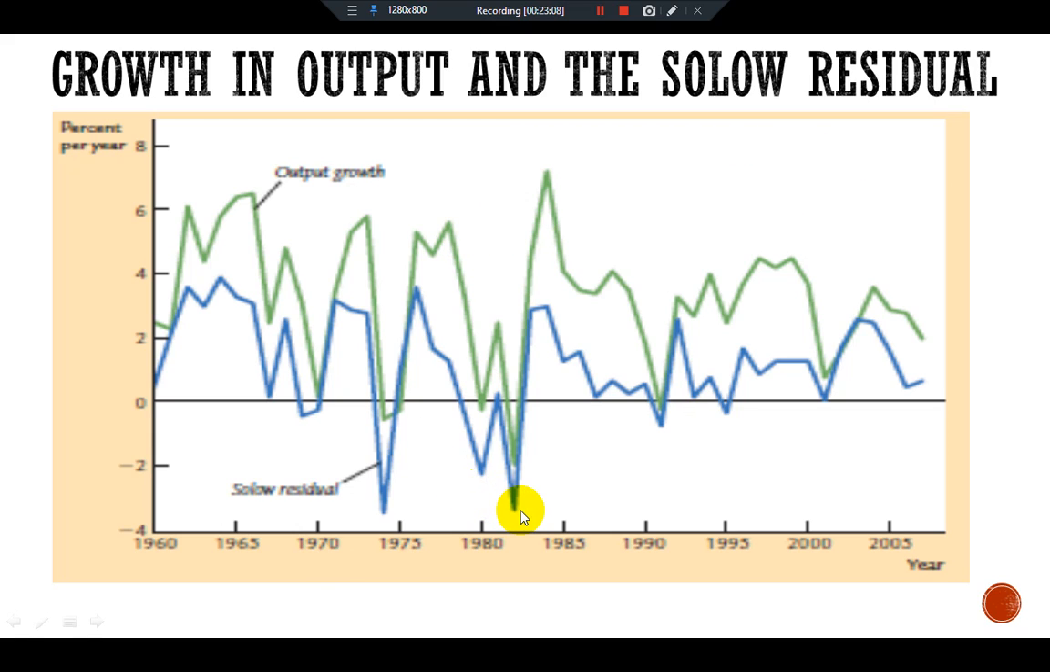So see here we have worsened technology in 1982 and improved technology in 1984. Notice that the Solow residual moves closely with output in most years. When output falls, technology tends to worsen. In Prescott's view, this fact implies that recessions are driven by adverse shocks in technology.